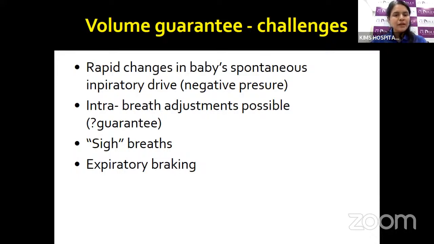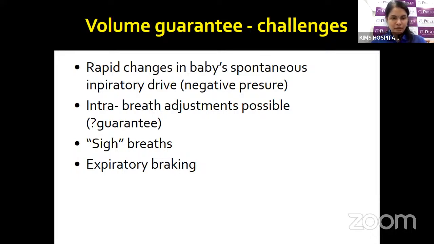Number two, although we use the term guarantee, volume guarantee mode, as you might have seen, doesn't guarantee or assure that tidal volume is consistently delivered in every breath. This is because intra-breath adjustments are not possible. So you have to wait for the next breath for adjustments in PIP to be done in order to reach the targeted tidal volume. And again, this may or may not happen because of the rapid changes in the compliance and in the spontaneous respiratory drive of the baby.